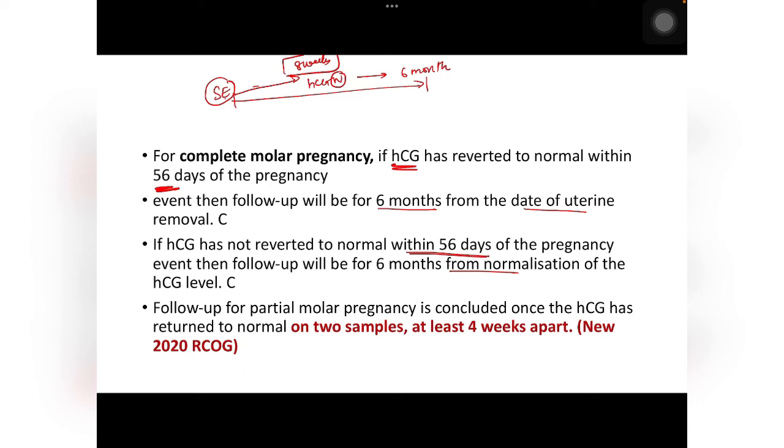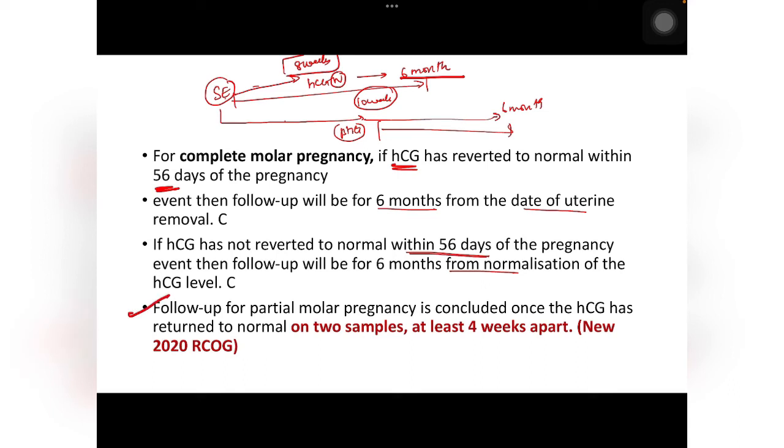Whereas if my patient's beta HCG did not normalize within 8 weeks, and it took 10 weeks for her to normalize, then in those cases, from the week the beta HCG normalized, from that time we have to monitor for 6 months. That is the difference in both. So if it is less than 56 days, you will follow her up for 6 months from the date of evacuation. If it took more than 8 weeks, more than 56 days, for the beta HCG to normalize, then you will follow her up for 6 months from the normalization of HCG.